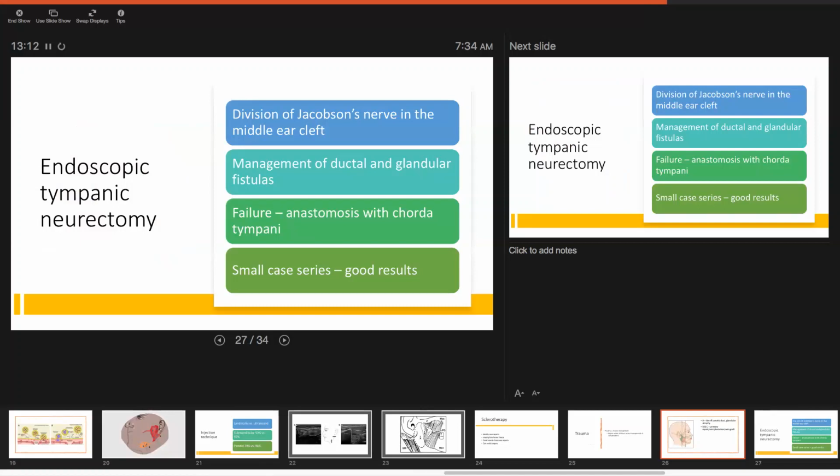Another procedure reported in the literature, especially for glandular fistulas, is endoscopic tympanic neurectomy, where there's division of Jacobson's nerve in the middle ear cleft, which provides the parasympathetic supply to the gland, to decrease salivary secretion. It can be used for both ductal and glandular fistulas, but more commonly for glandular. Failure is usually associated with anastomosis of the fibers with the tympanic plexus, and small case series reported good results of this procedure.